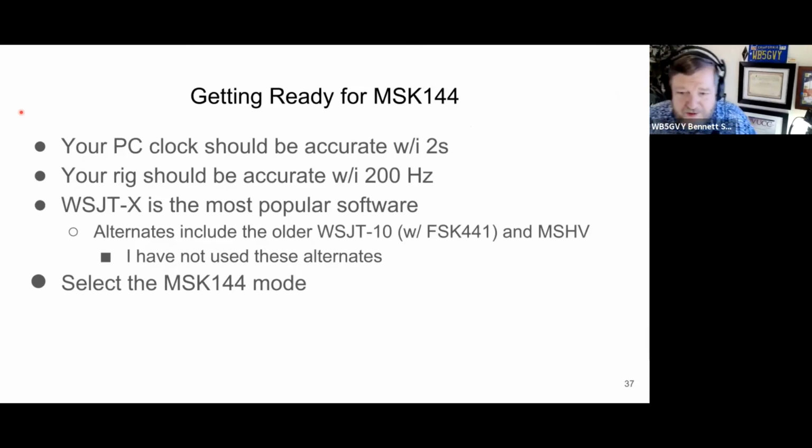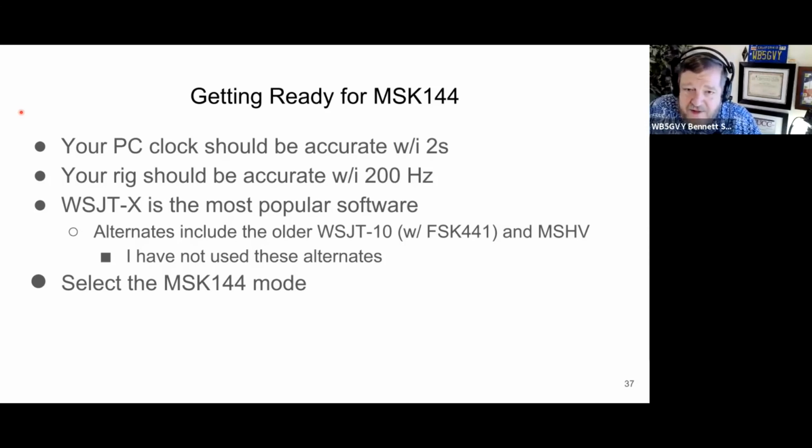Some more focused things on the software at this point. Similar to other digital modes, you need to have your clock accurate within 2 seconds. Your rig should be accurate within 200 hertz. So you want to occasionally zero beat with WWV, or you need to have a GPS disciplined oscillator you can beat against and calibrate your rig.